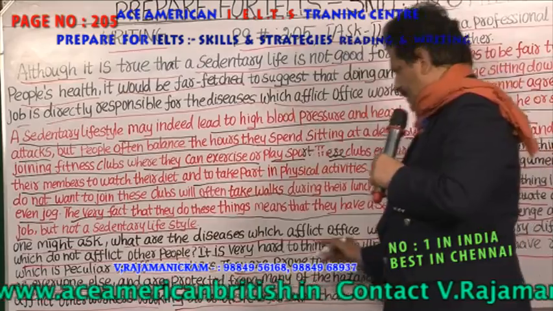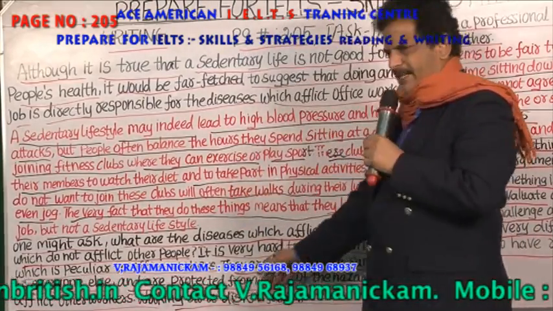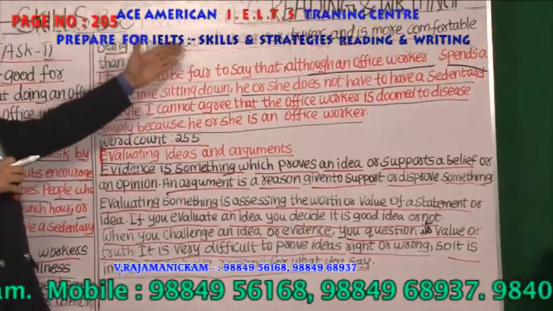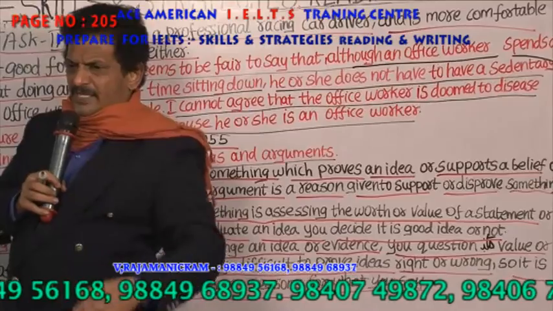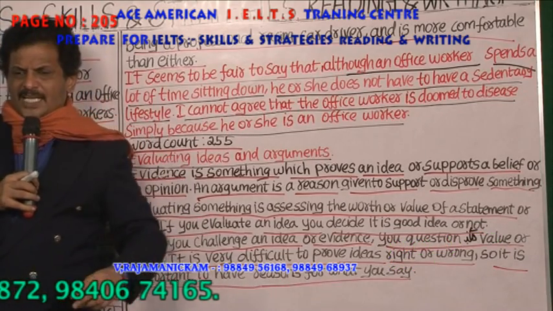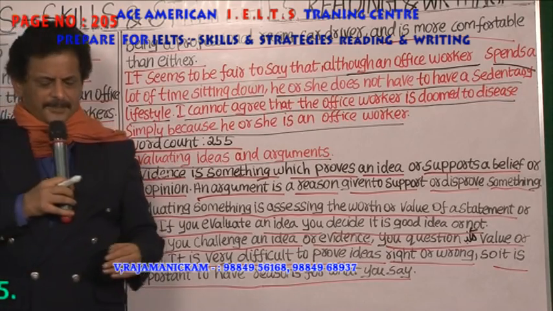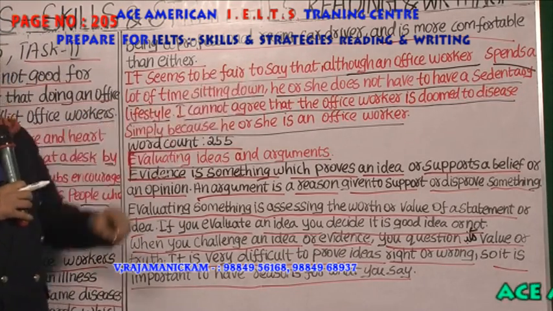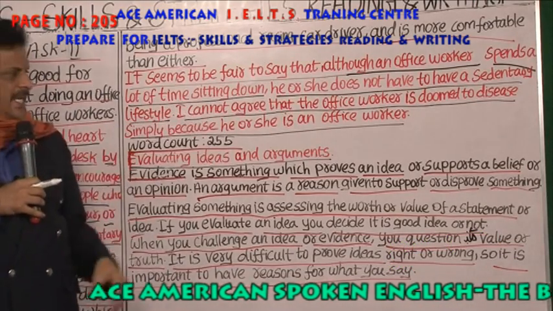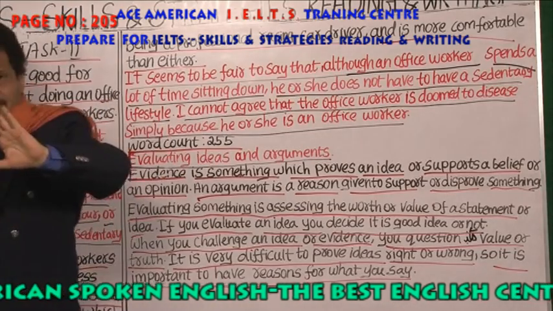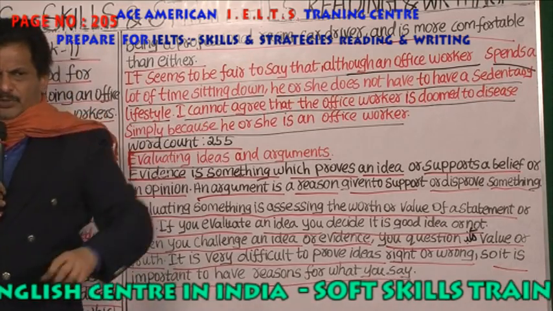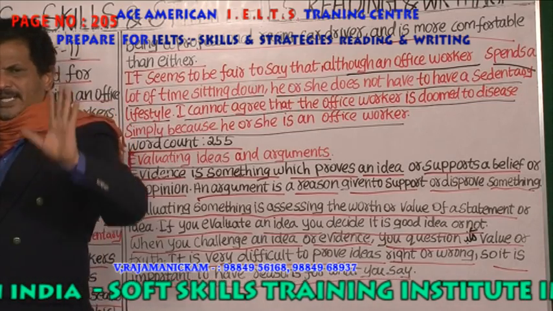Working at a desk, not disk, desk. ஒரு மேஜை மேலே உட்கார்ந்து வேலை செய்யக்கூடியவர்கள், safer than mining, சுரங்க வேலையை விட பாதுகாப்பானது. Or being a professional racing car driver, கார் டிரைவர் வேலையை விட ஆஃபீஸ் சென்று வேலை செய்வது சிறந்தது, பாதுகாப்பானது. And is more comfortable than either, ரெண்டு வேலையை விட அது கம்ஃபர்டபிள், சொகுசானது, ஆஃபீஸ் வேலை செய்வது. So it seems to be fair, இறுதி கன்க்ளூஷன், முடிவுரைக்கு இவர் சொல்கிறார், it seems to be fair to say that although an office worker spends a lot of time sitting down, he or she doesn't have to have a sedentary lifestyle. Morning to night, ஒரு சாஃப்ட்வேர் இன்ஜினியர் ஒரு ப்ராஜெக்ட் கொடுத்துட்டாங்க, morning to night he or she has to sit, உட்கார்ந்து கொண்டிருக்க வேண்டும், ப்ராஜெக்டை முடிக்க வேண்டும். அதற்காக அவங்க லைஃப் லாங் அப்படியே இருக்க வேண்டிய அவசியம் கிடையாது.